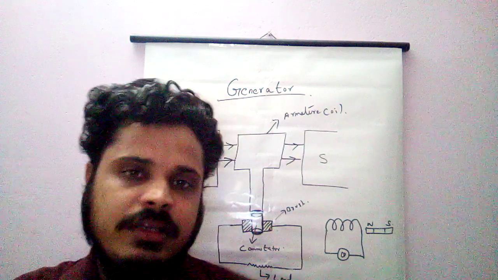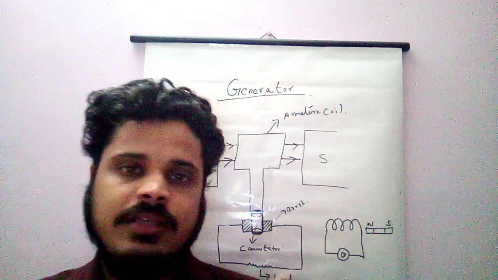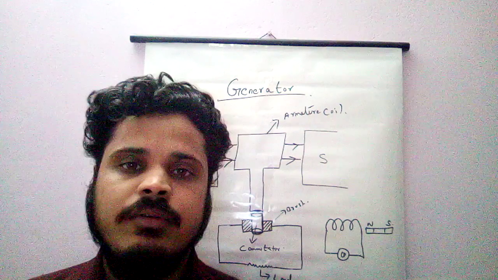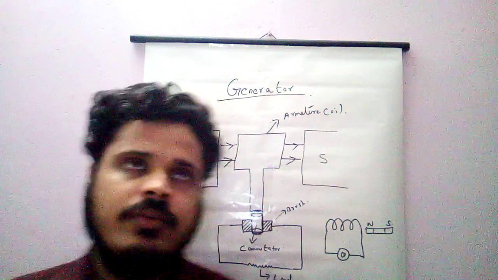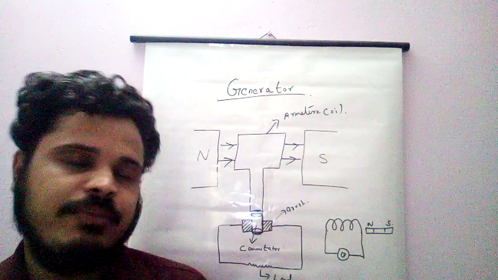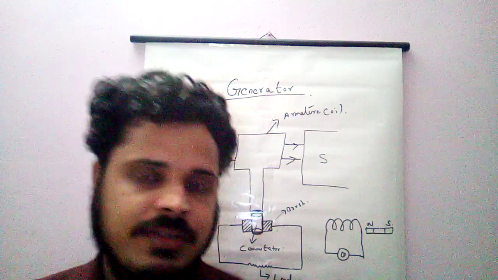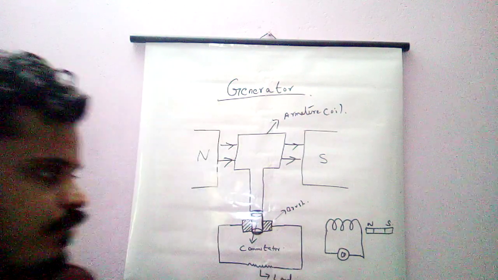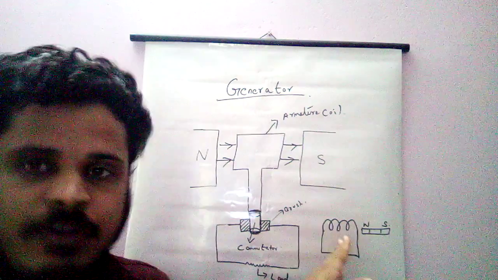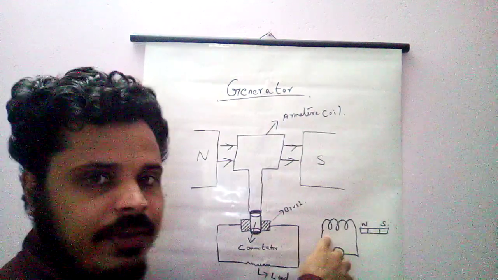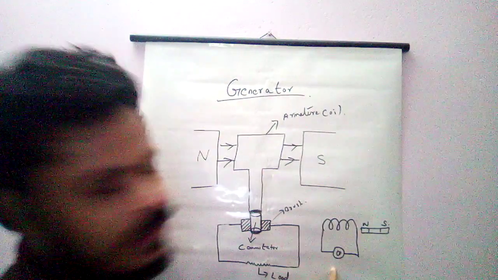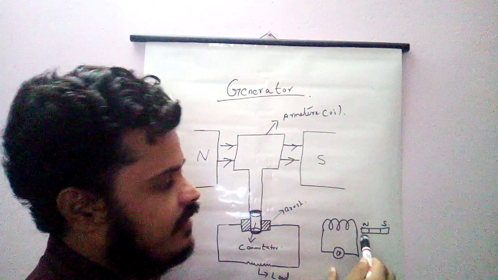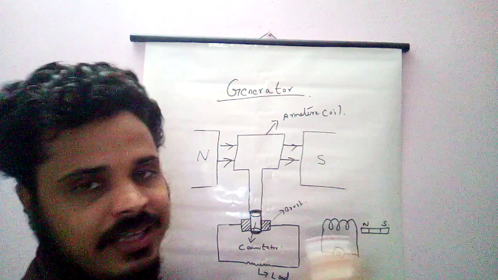Before going into this particular topic, I'll give a quick recap of the previous class. In the previous class I explained the electromagnetic induction process. There is an inductor coil which is connected to a galvanometer, and a bar magnet is placed near the inductor coil.